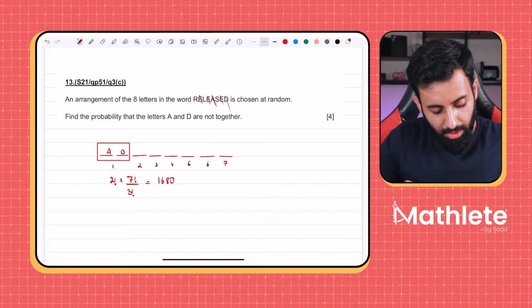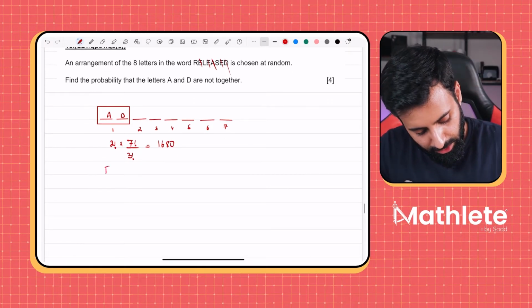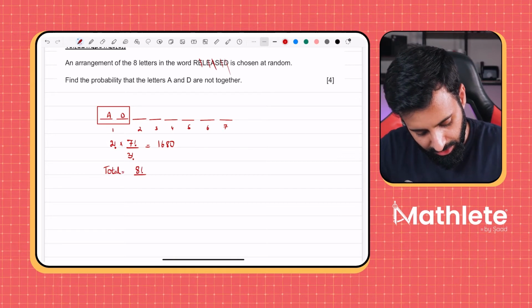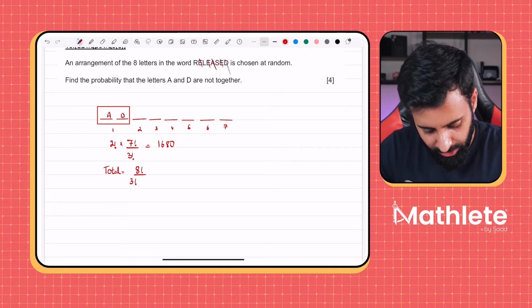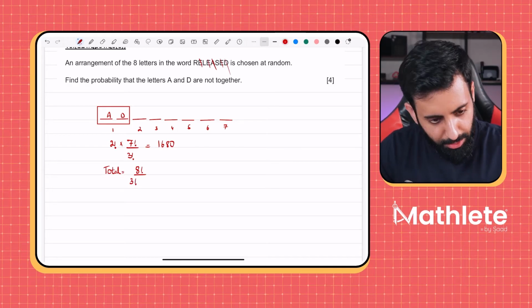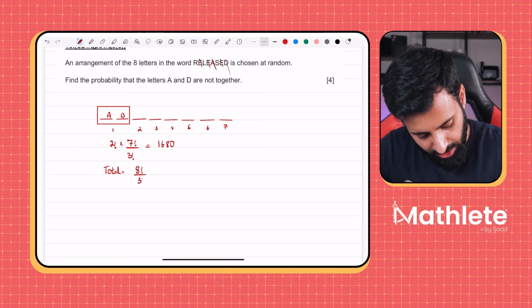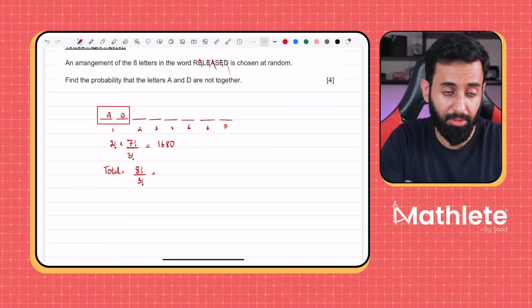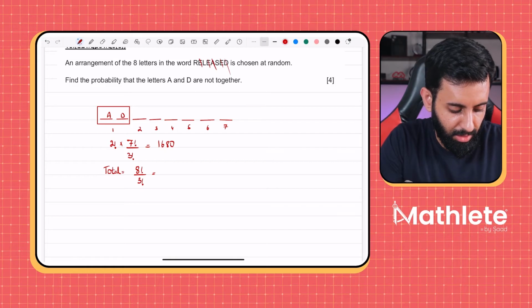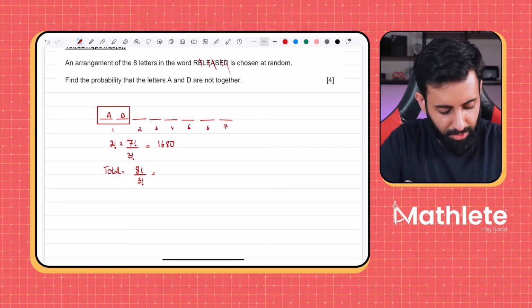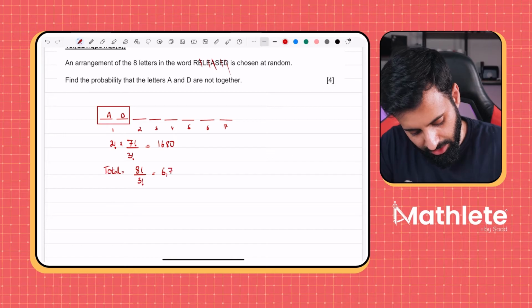Okay. Now we're going to work out the total number of ways in which the 8 letters can be arranged. That would be 8 factorial divided by 3 factorial. Are there any other repetitions? No, there aren't. So 8 factorial divided by 3 factorial. Let's work this out, see what we get. 8 factorial divided by 3 factorial is equal to 6,720.